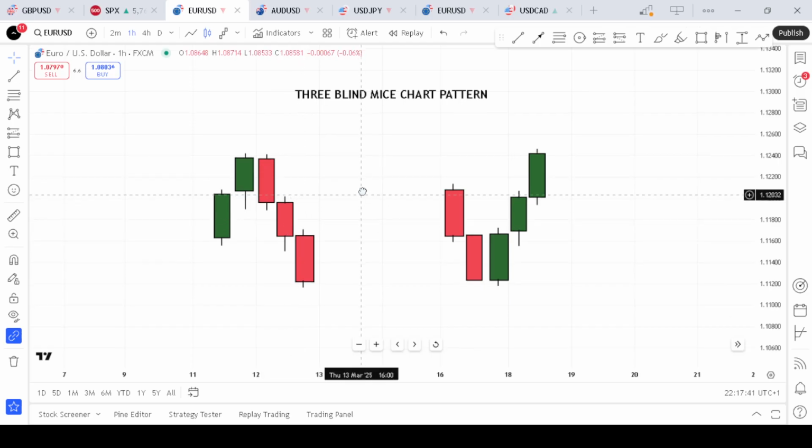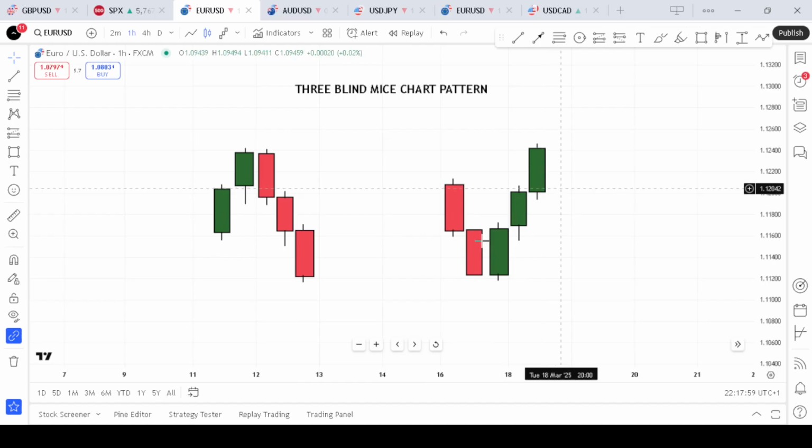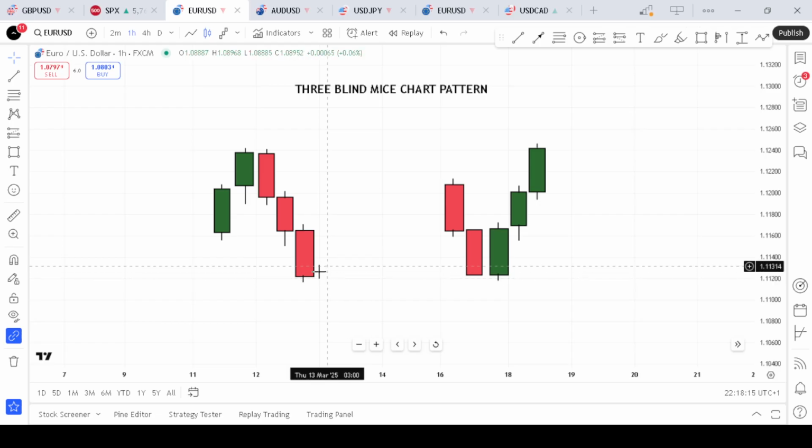First of all, we start by understanding what this pattern is all about. The 3 mice chart pattern is a fascinating formation that traders use to gauge potential reversals. It consists of 3 consecutive candlesticks moving in the same direction, either the bullish direction or the bearish direction, and is often seen as an indicator of a shift in market sentiment. Each candlestick plays a distinct role in signaling the exhaustion of the current trend, the emergence of a new trend, and its confirmation.